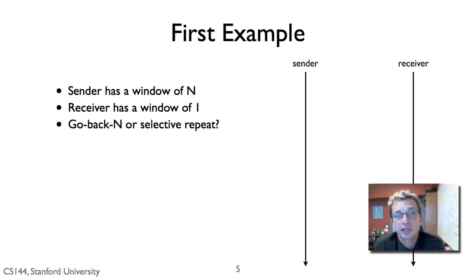So let's walk through 2 example transport protocols and their configurations and see how they behave. In this first one, our sender has a window of size N, and let's say that N is equal to 4, just like the prior examples. And the receiver has a window of size 1, so the receive window size is 1. So based on this, is the protocol going to behave as go back N or as selective repeat?